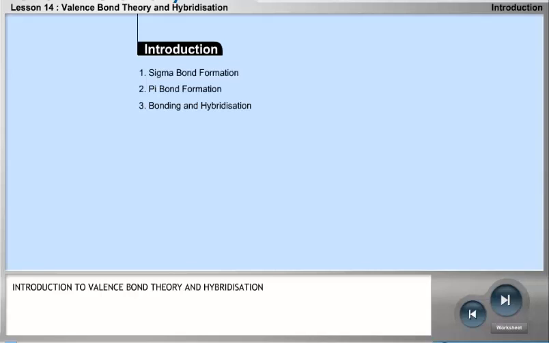You will also learn how, in atoms such as carbon, electrons move to different energy levels to create a larger number of atomic orbitals in a process called hybridization.